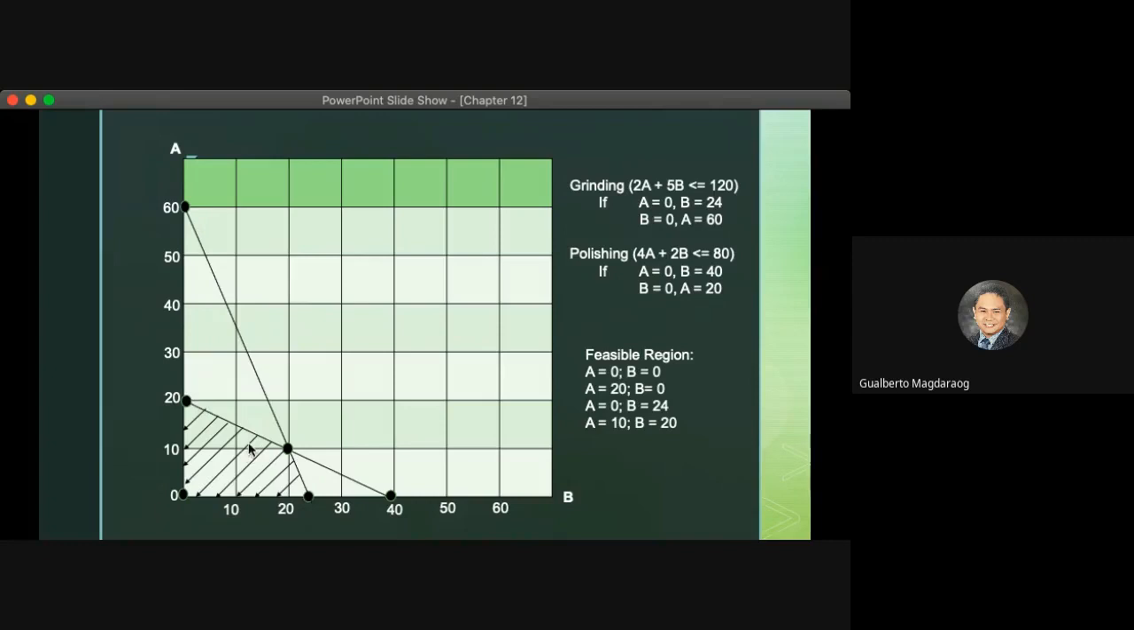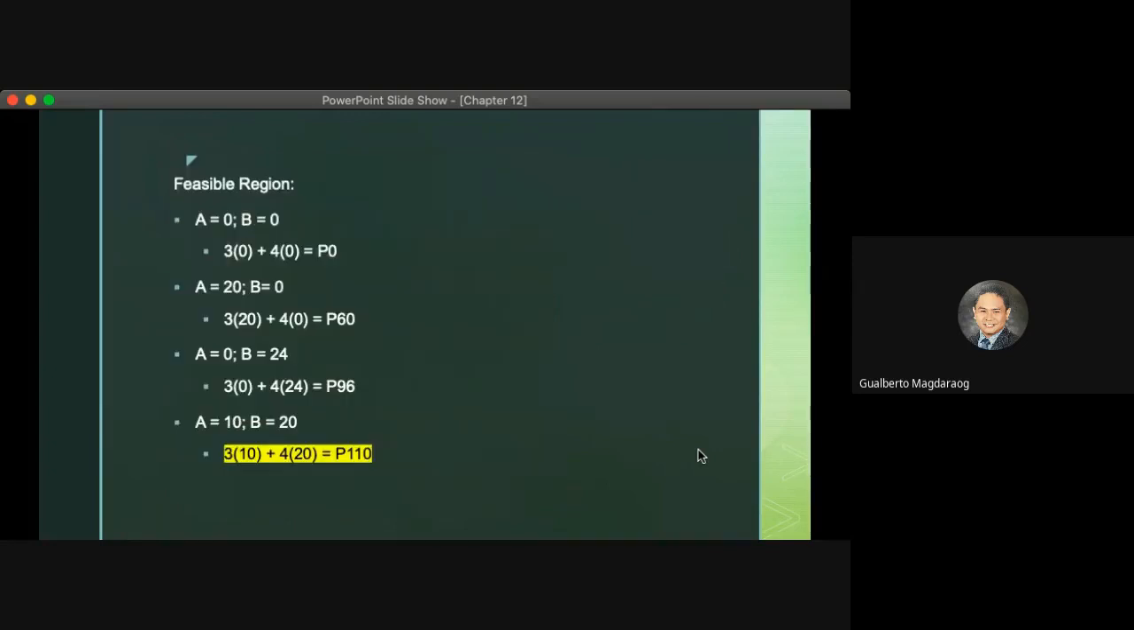And then we get the points. Ito yon. A is 0, B is 0; A is 20, B is 0; A is 0, B is 24; A is 10, B is 10. Okay, after determining the points, we can now solve for our maximum contribution margin. You simply apply the points.